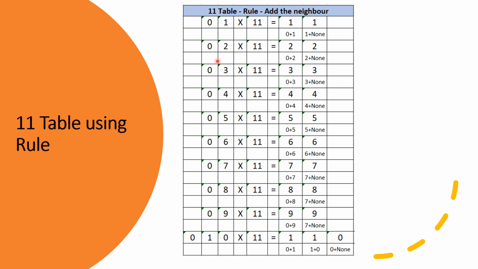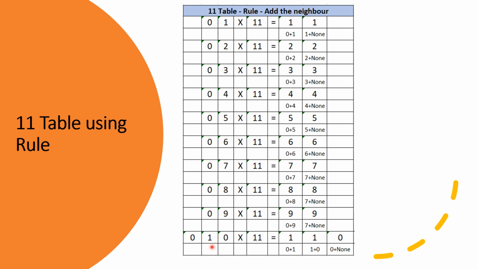Similarly, 02 into 11: since there is no neighbor for any of these digits, you will get the number as it is. In the next number, all the zeros are there, and when you add the neighbor, it will be the same number. So until 9 you can see the numbers are getting repeated: if it is 1, then you will have 11, 22, 33, like that until 99. And let's see an example of 10 and how it works.